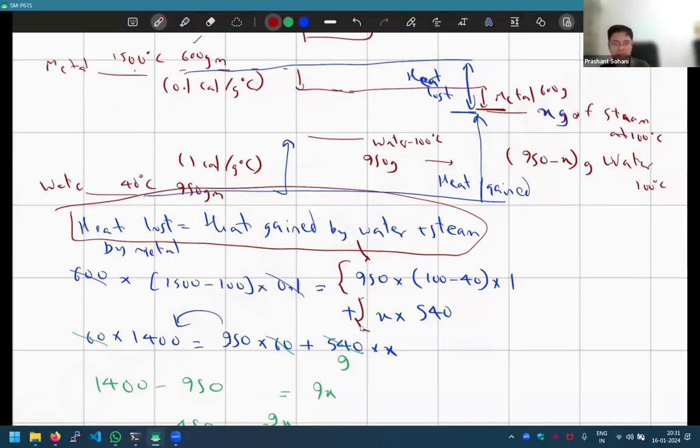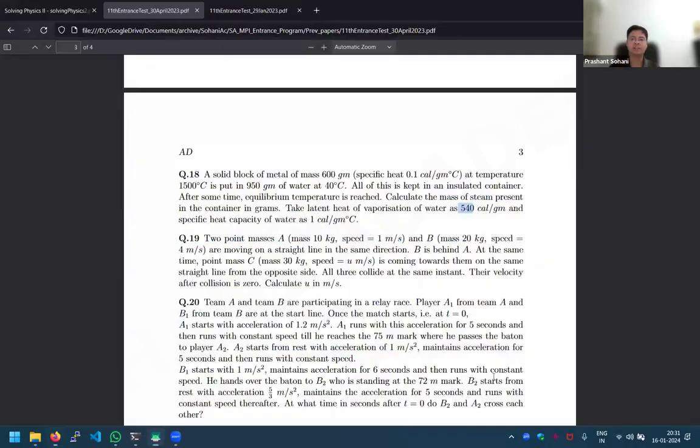Okay. One interesting point I observed about this question, even in the previous batch when I did this question, is a very curious thing. Look at this: latent heat of vaporization of water. What does that mean? How much energy it takes to take 1 gram of water and make it into 1 gram of steam. That is 540 calories. That is a very large amount of heat, if you think about it.